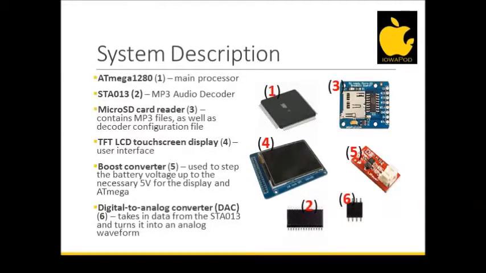This project had 6 parts. The ATmega 1280 is a microcontroller. The STA013 is used for mp3 decoding. The microSD card reader held the SD card, which contains all the mp3 files. The TFT LCD touchscreen is the user interface. A boost converter is used to step up the battery voltage to 5 volts for the display and microcontroller. And finally, a digital analog converter, or DAC, turned data that was output from the STA013 into an analog waveform.